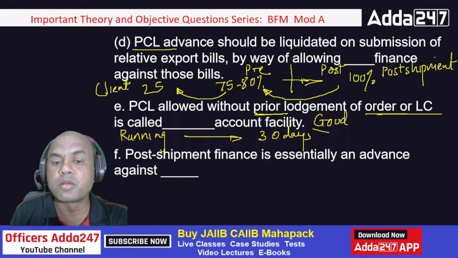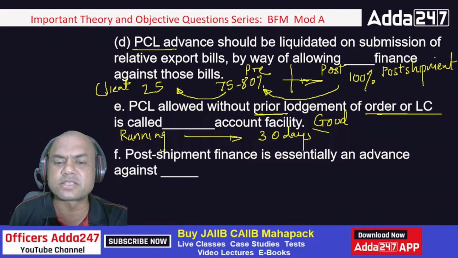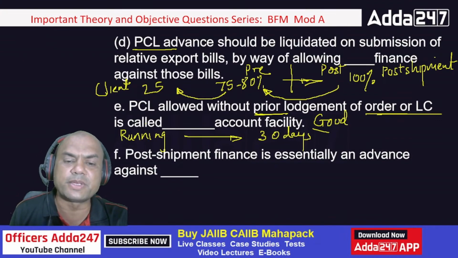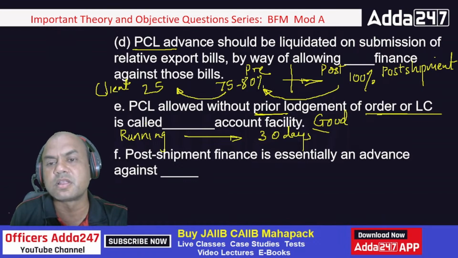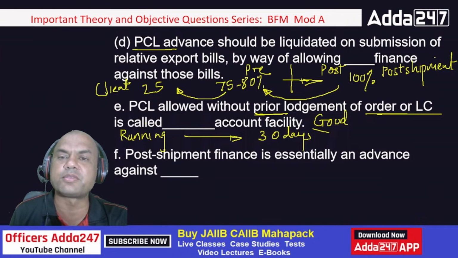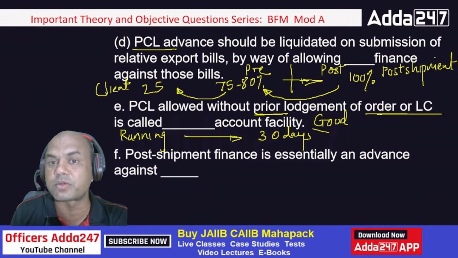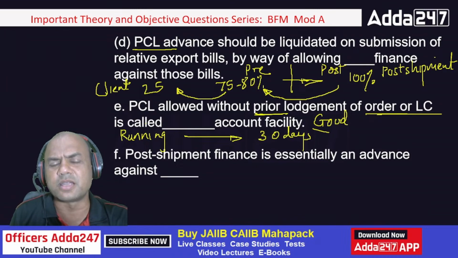Okay. Post shipment finance is essentially an advance against what? Post shipment finance is given against what? It's basically what is this? See this. What did I tell you over here in this D question? Post shipment means what? Goods are shipped. Goods are shipped means what? I have sent the goods. Now I'll be receiving the money from this guy. So that person becomes what? Who is giving me the money? That becomes my debtor, isn't it? That person becomes my debtor.